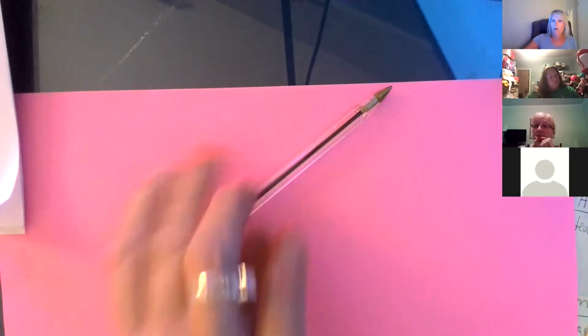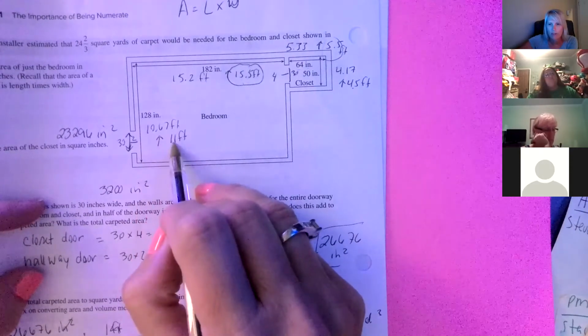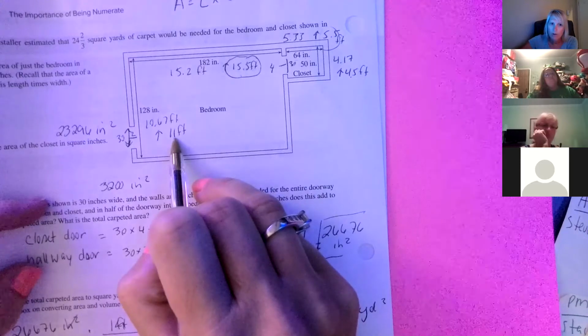So as everybody is going through and marking their measurements, you need to do them in feet. So the other measurements, rounded up. This width here would be 10.67 and we should have rounded that to 11, right, if we went from inches to feet.